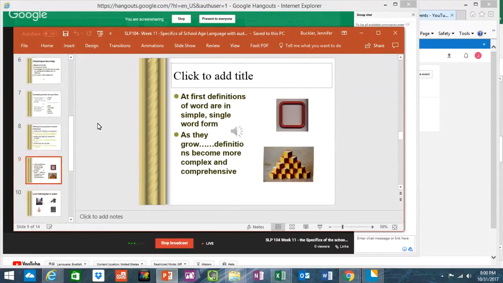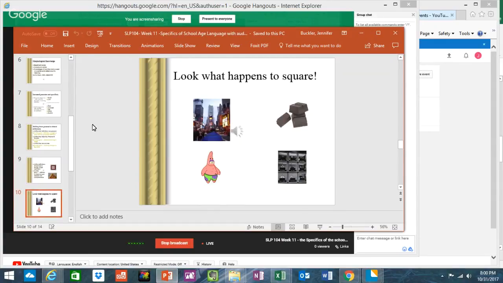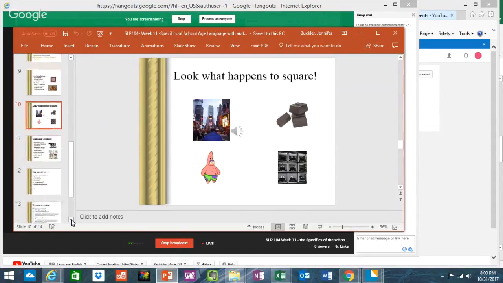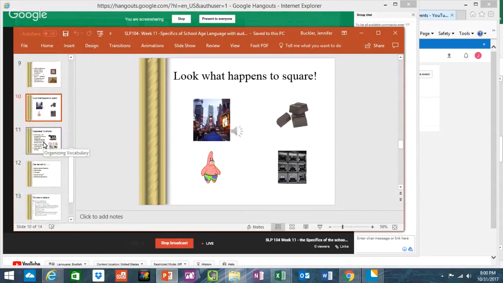And children don't automatically horizontally and vertically expand vocabulary. It happens over time. So they have one simple form of a word, such as square, and that definition grows in complexity as they comprehend. So square becomes more of a 3D block. And then it expands vertically to include a city square, a square of chocolate, someone who acts like a square, and then Hollywood Squares being a game show that was from eons ago. Probably none of you were old enough to remember that.